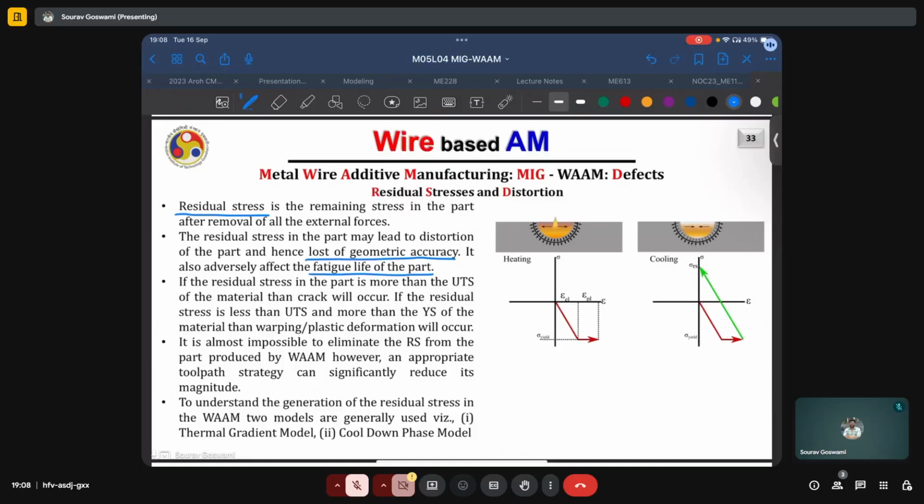If the residual stress in the part is more than the ultimate strength itself, then cracks will occur. If the residual stress is less than the ultimate strength but still higher than the yield strength, then plastic deformation in the form of warping will occur.